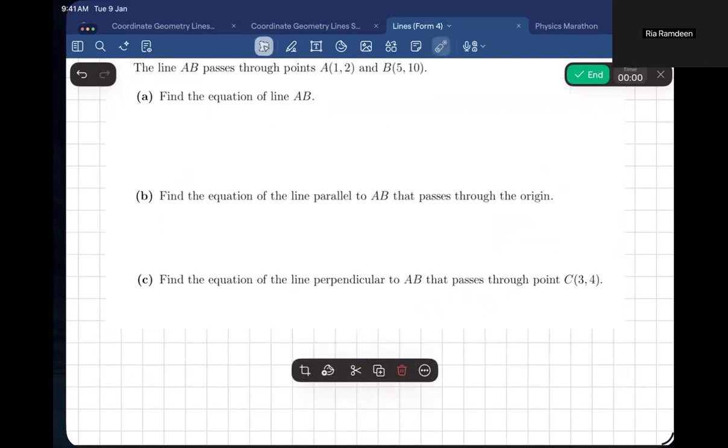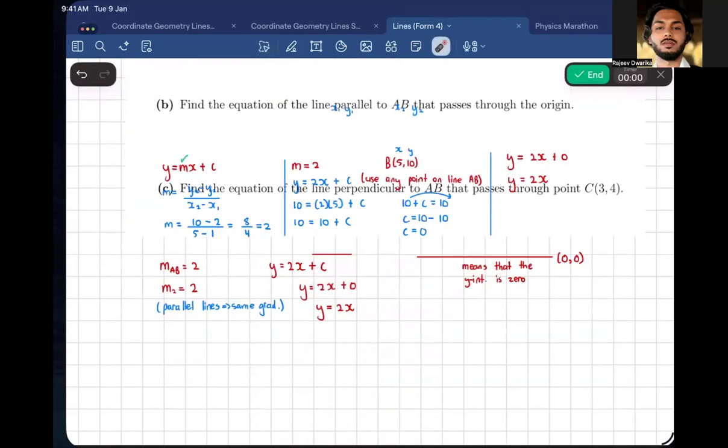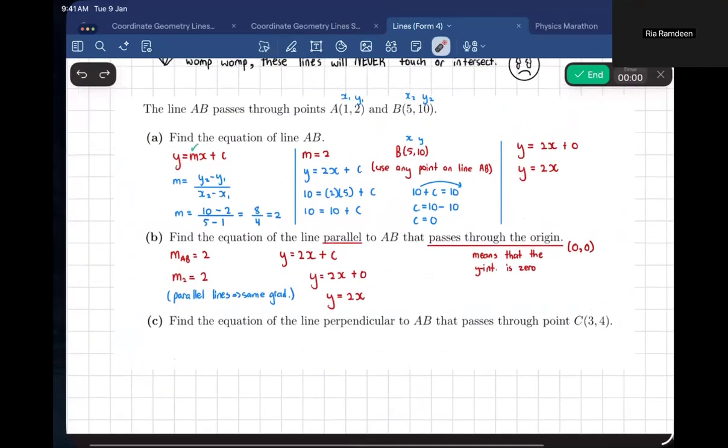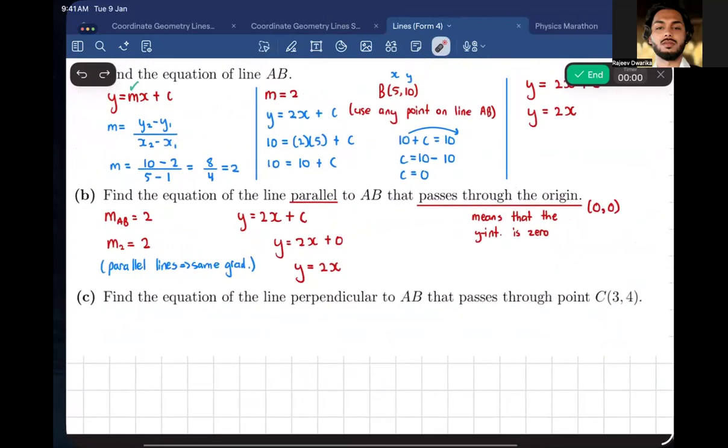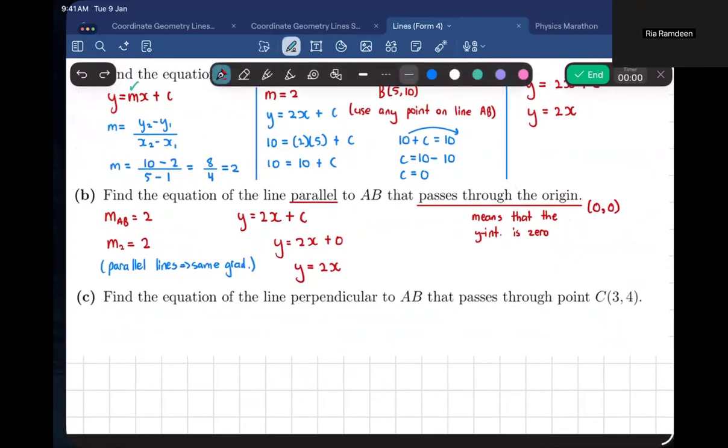All right. So Ria, while you're unmuted, help me with C one time. I know that was coming. Read fast. Find the equation of the line perpendicular to AB that passes through point C (3, 4). Okay. So this new line, I could call this line the third line, right? If we want to find the equation, what do we need to find first? The gradient. Right. We need to find the gradient.